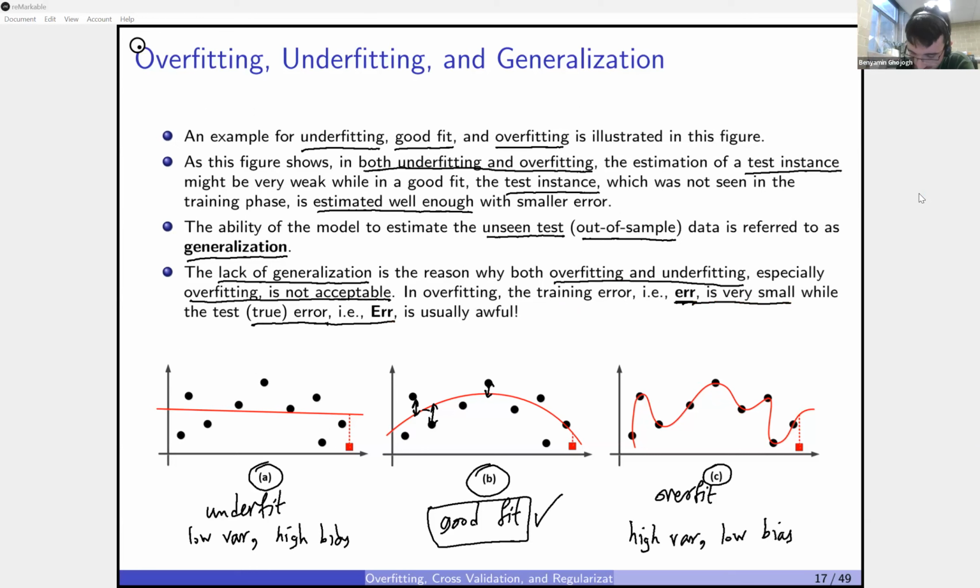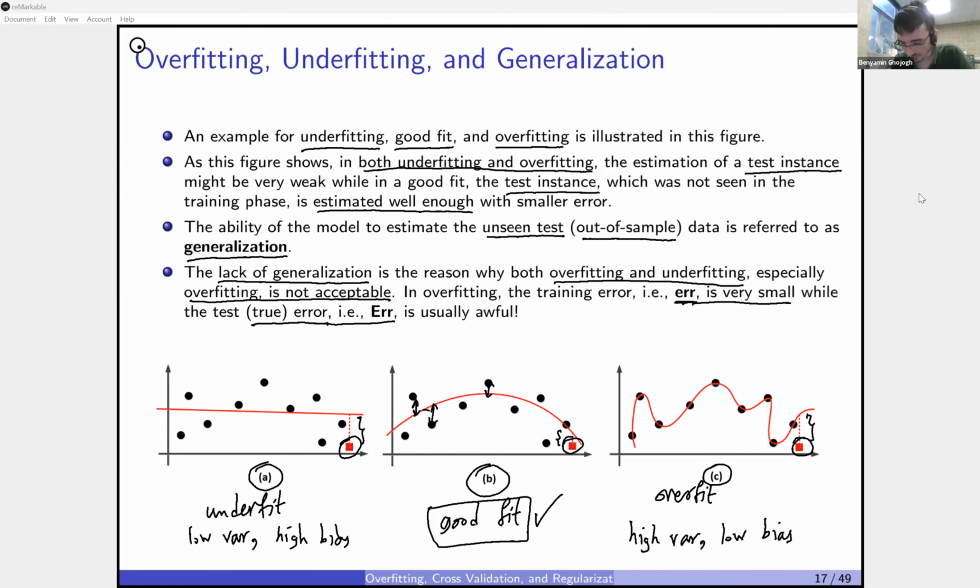An example is this. Consider these figures, and this square point is a test data point. It's not seen in the training phase. Also mentioned here and here, okay? As you see, in both underfit and overfit, its error is too much, right? However, in good fit, its error is small. That's why the good fit generalizes well to unseen data points, right?